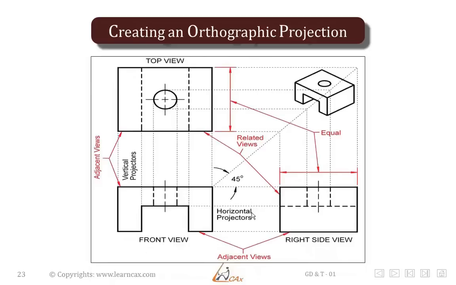Now some understanding about the views that we have created. As you can see, the top view and the front view are adjacent views, and the front view and the right hand side view are adjacent views as well. The top view and the right hand side view are related views, and more interestingly, the vertical length of the top view and the horizontal length of the right hand side view are equal.